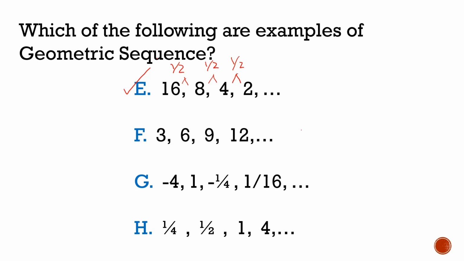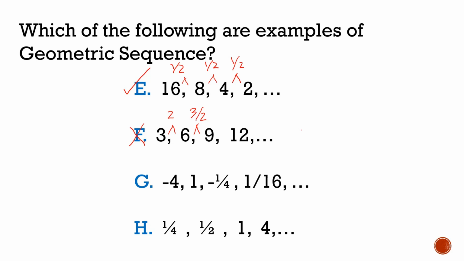Let's try letter F. 6 divided by 3 is equal to 2. 9 divided by 6 is 3 over 2. So there's no need for us to continue this. Letter F is not a geometric sequence.